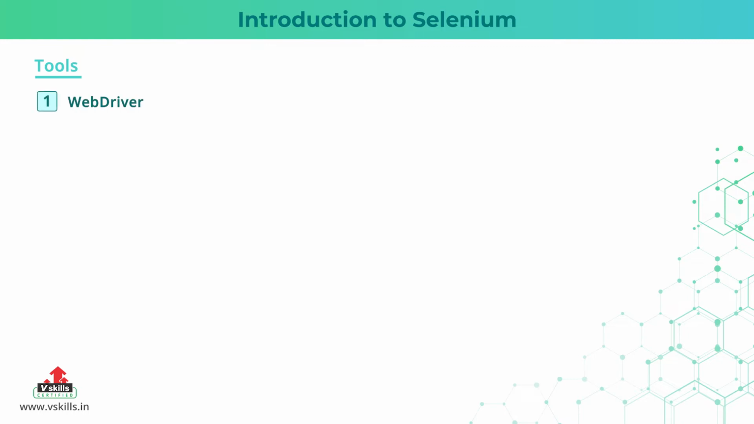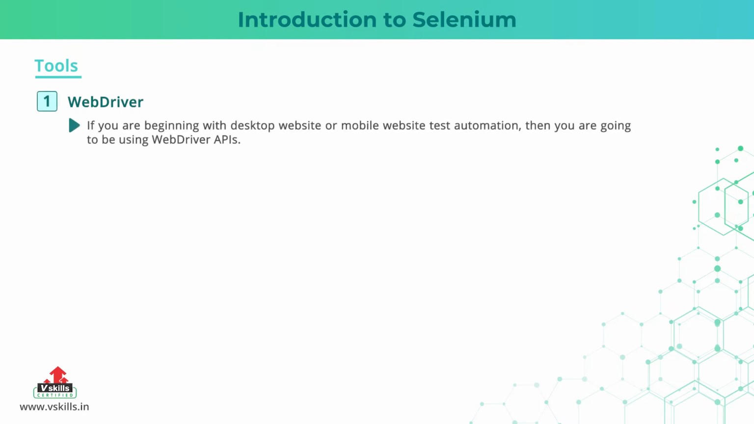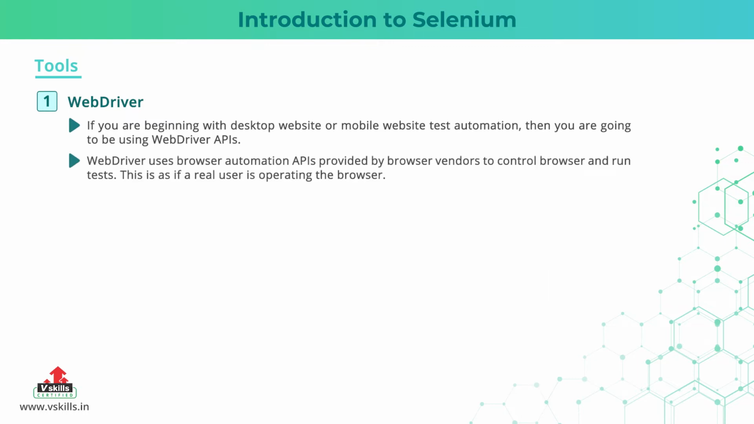First is WebDriver. If you are beginning with desktop website or mobile website test automation, then you are going to be using WebDriver APIs. WebDriver uses browser automation APIs provided by browser vendors to control browser and run tests. This is as if a real user is operating the browser. Since WebDriver does not require its API to be compiled with application code, it is not intrusive. Hence, you are testing the same application which you push live.